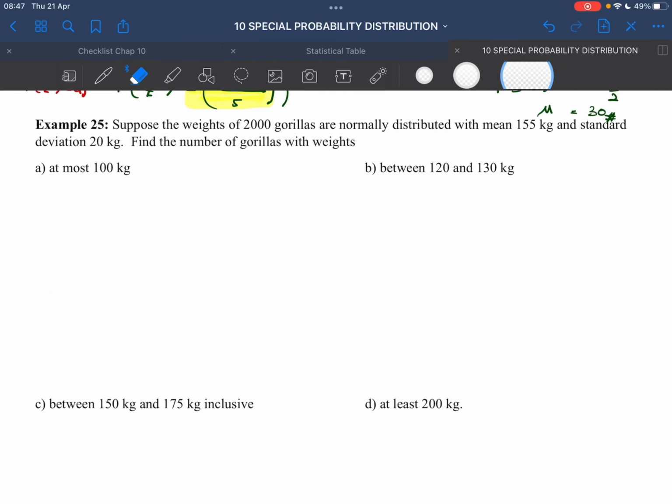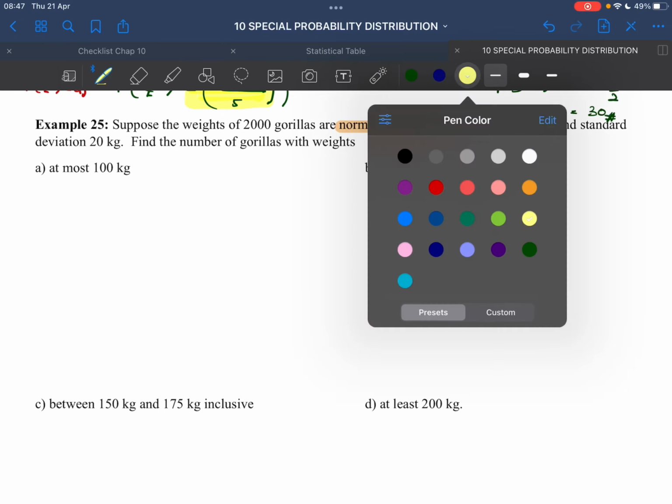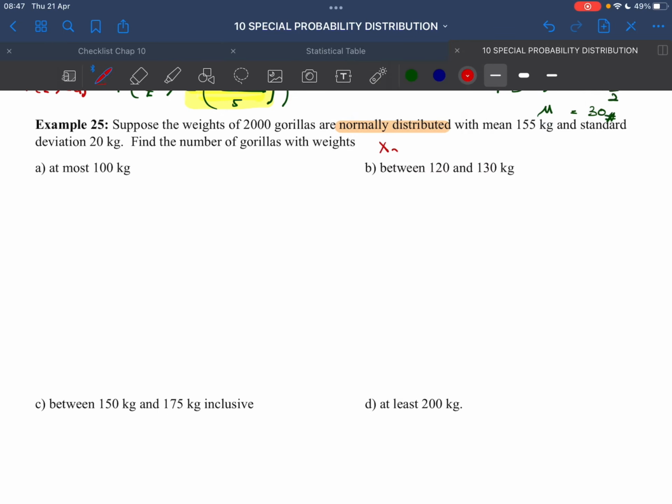Okay, so now we have a problem solving question. Suppose that weights of 2,000 gorillas are normally distributed. So it is given to us that this is normal distribution with mean 155 and standard deviation 20 kg. So please write your normal distribution. This X is normally distributed with mean 155 and standard deviation 20. So here is your variance, 20 squared.